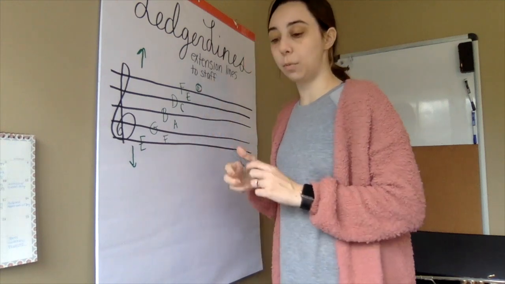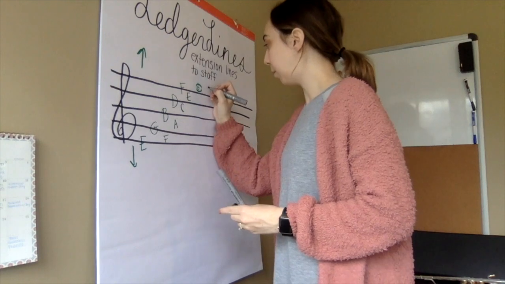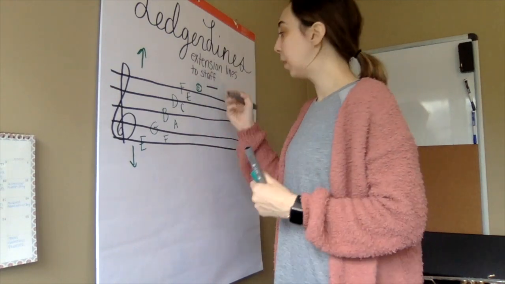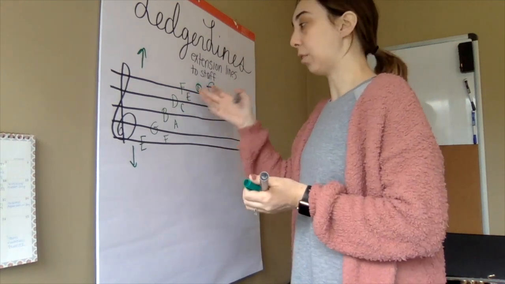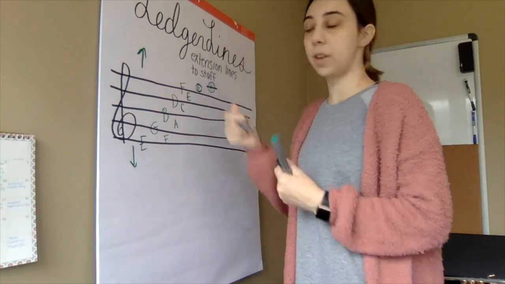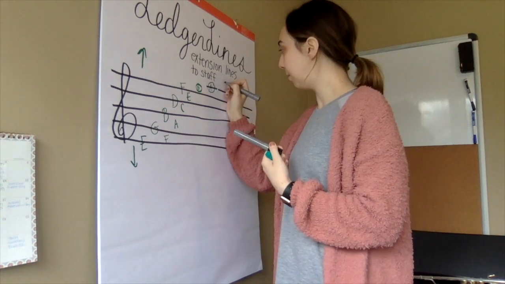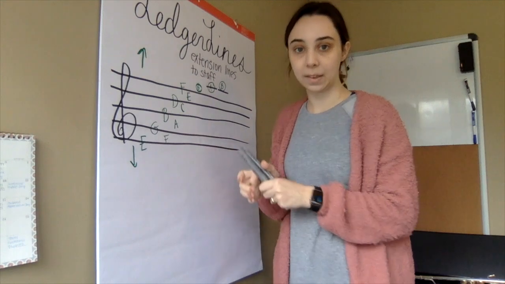Now, at this point, we've run out of places to put notes, and we add a ledger line. So then, one ledger line above. We just draw a little line, and the note goes on it. On that line, we go line, space, line, space. So here's a space. Next up would be a line. That would be A. And if we keep going up, just above that line would be B.